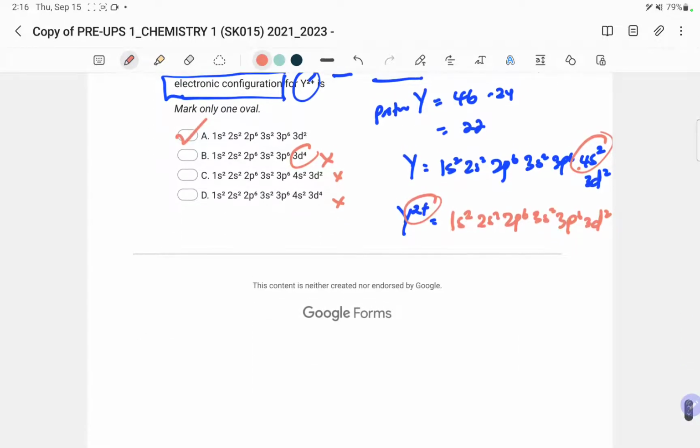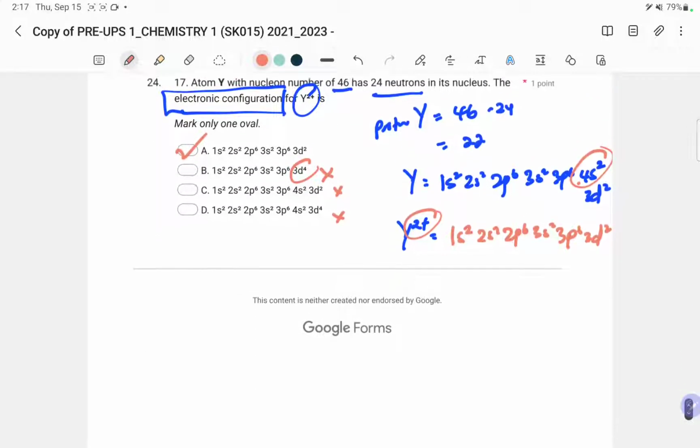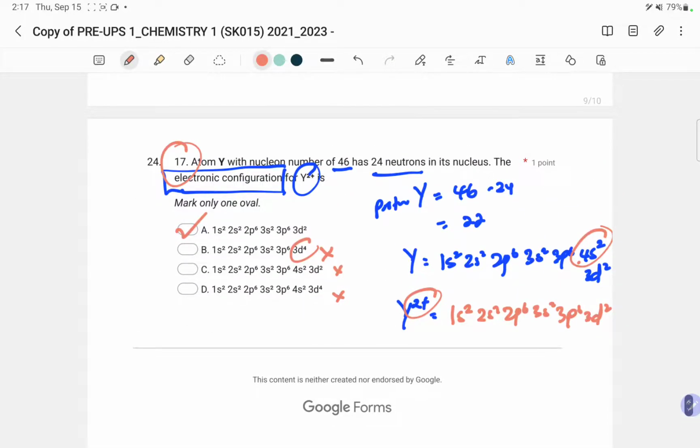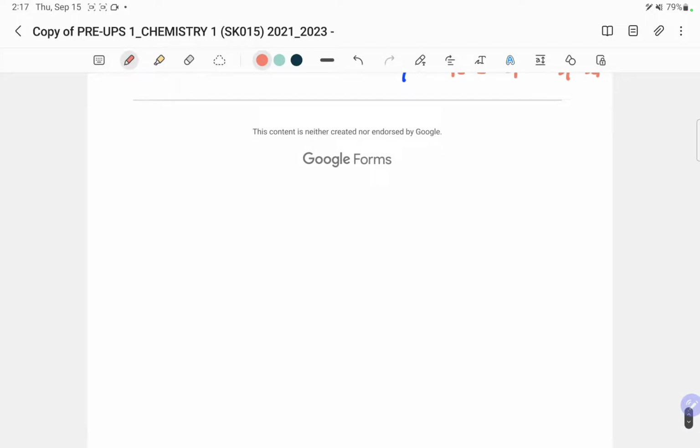Okay, so that's all for pre-UPS. So, as you know sekarang ni kalau kita tengok dia ada 17 question. Kalau awak nak score UPS 1, you better get the maximum, of course lah, 17 over 17. Okay, minimum is 14 over 17. If you get lower than 14, sakit lah. So, you have to struggle for UPS 2, UPS 3.